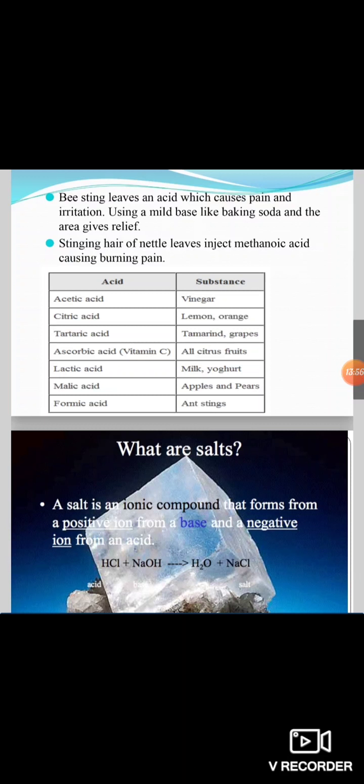A salt is an ionic compound that forms from a positive ion from a base and a negative ion from an acid. So once again I am repeating, what do you mean by salts? A salt is an ionic compound. Do you know what ions are? Ions are charged particles, either positive or negative. A salt is an ionic compound that forms from a positive ion from a base and a negative ion from an acid. Let us see this through an equation.